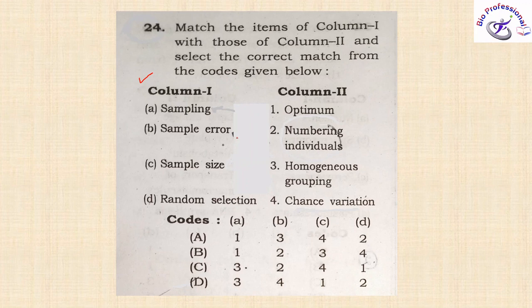Okay, this is also not a very tough question. If you observe it carefully, you will find that sampling is basically homogeneous grouping. That's why we make a sample, right? So homogeneous grouping, and here sample error is chance variation. Error means it is varying from the proper data. So sample error is actually the chance variation. Sample size maybe should be optimum. And random selection is basically when you number individuals. So most probably D is going to be the correct option. We have to wait for the SLAT commission for their correct option. Most probably, 80 to 95% of the cases, for me D is the correct option.